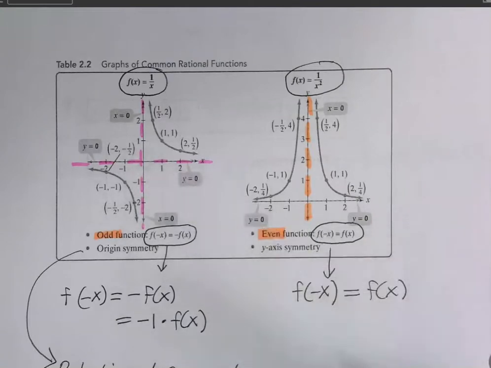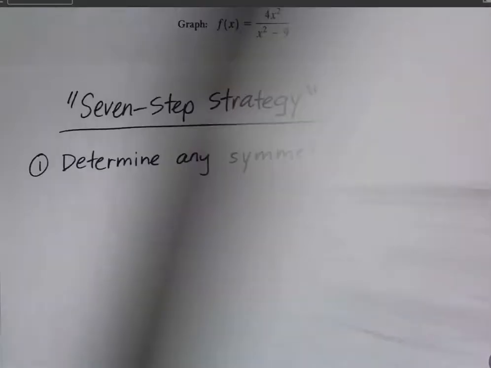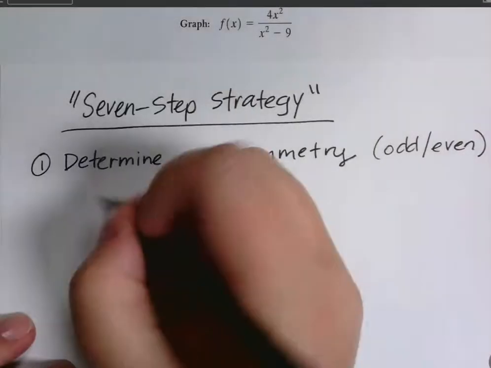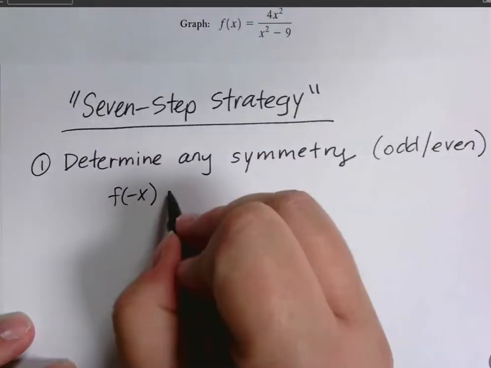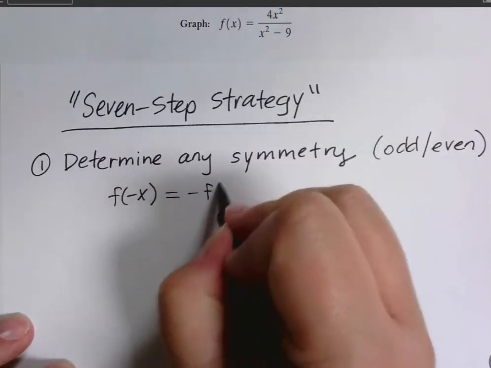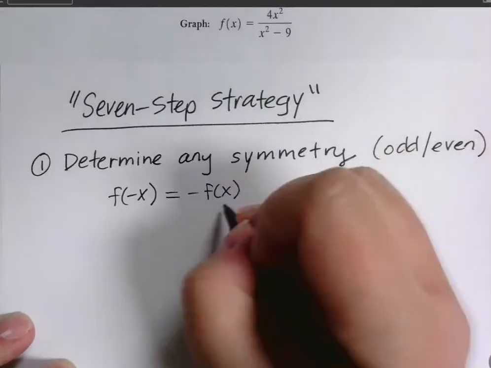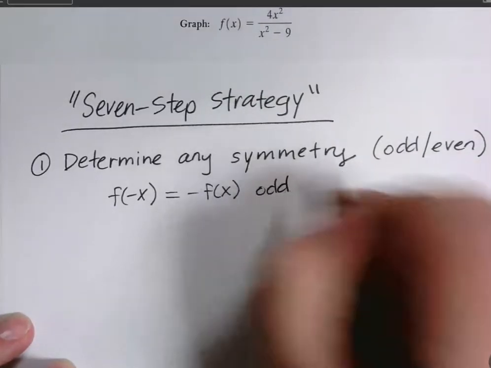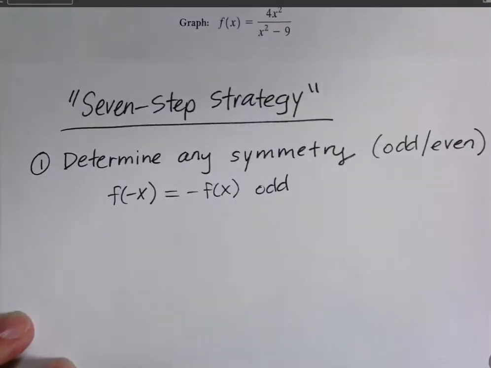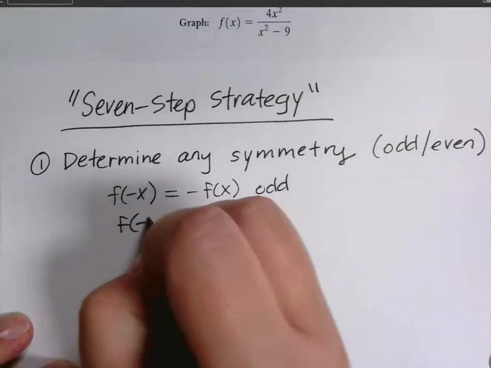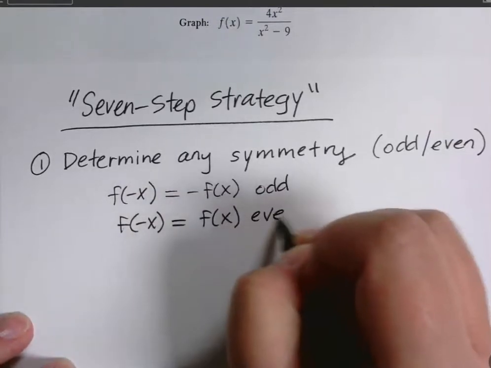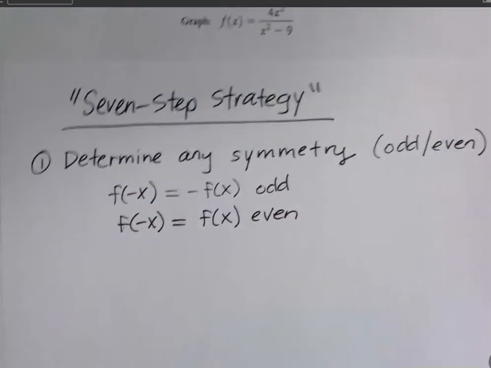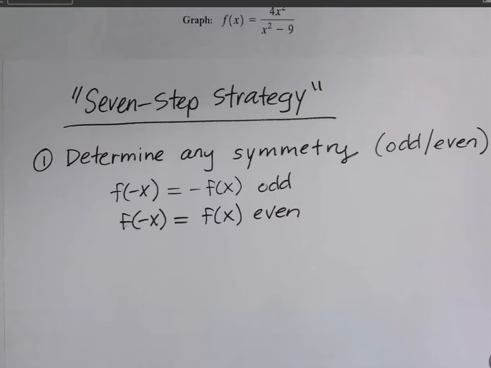So you can think about some of those things, but also remember I told you that if you plug in -x, an odd function, once you simplify it, will give you the same as if you just took your original function and multiplied by -1. An even function, excuse the bell, will look exactly the same once you simplify everything. So that's one way to figure it out algebraically.